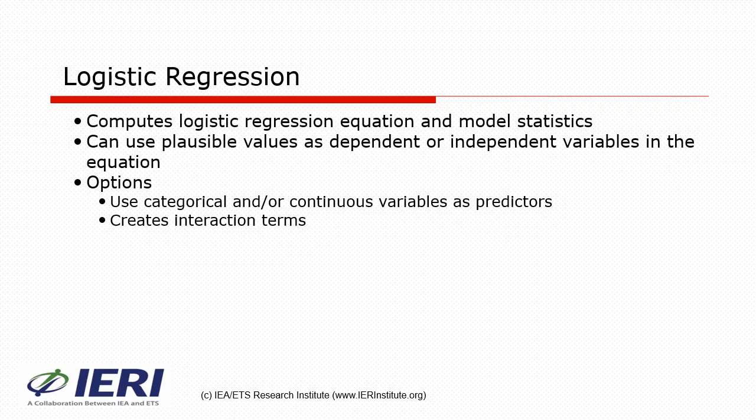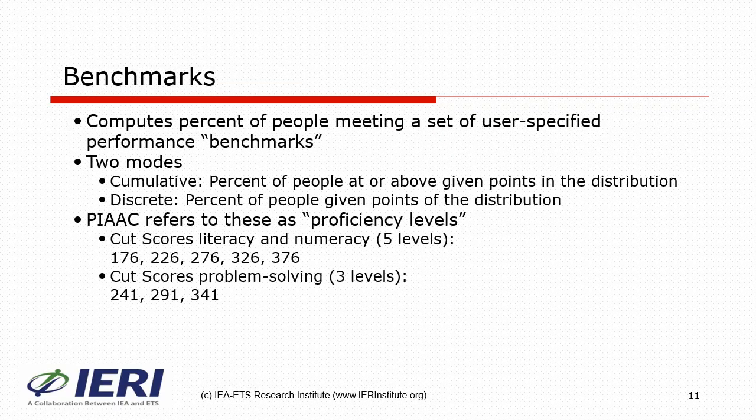When selecting benchmarks, you'll be able to compute the percent of people meeting a set of user-specified performance benchmarks. There are two modes to work with the benchmarks: cumulative, which is percent of people at or above given points in the distribution, and discrete, which is looking at percent of people within given points of the distribution.